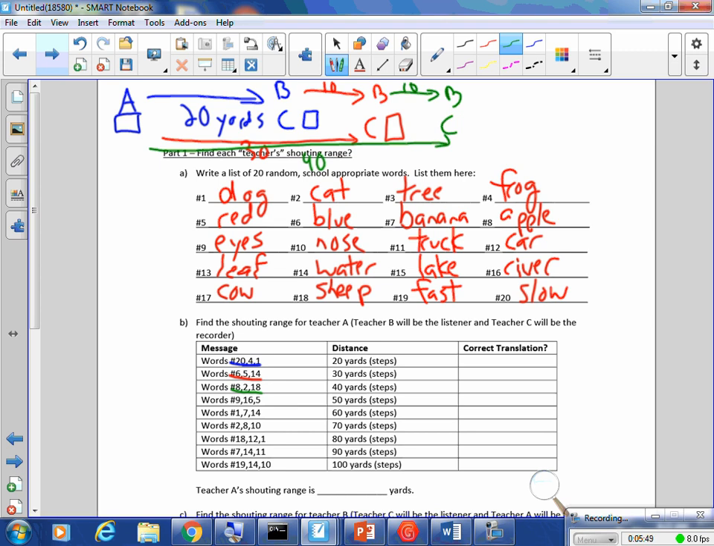Now, eventually what's going to happen is that teacher B will not be able to clearly make out the 3 words. And then teacher C would say, all right, that is it. That is the end of the range. So let's just say that happened to take place at this point in time, where teacher B did not get it right. Then what we would say is the shouting range is 30 yards. And that is what teacher A would use as the radius for teacher A's circle.